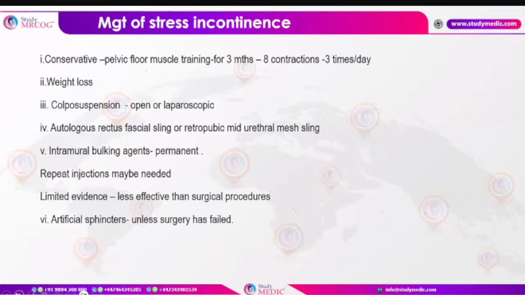If none of these work, then intramural bulking agents, remember these are permanent, could be offered to the patient. You have to counsel these patients that whenever you are giving intramural bulking agents, repeat injections may be needed. But the evidence for this is very limited and they are less effective than surgical procedures. Artificial sphincters are not the first line of treatment and they are not offered unless surgery has failed.